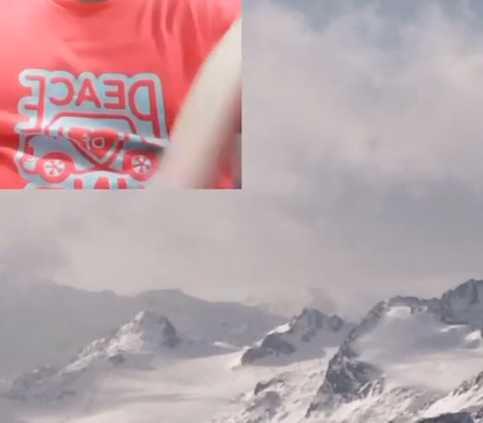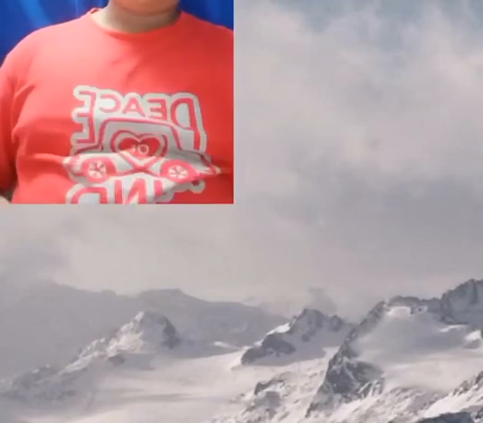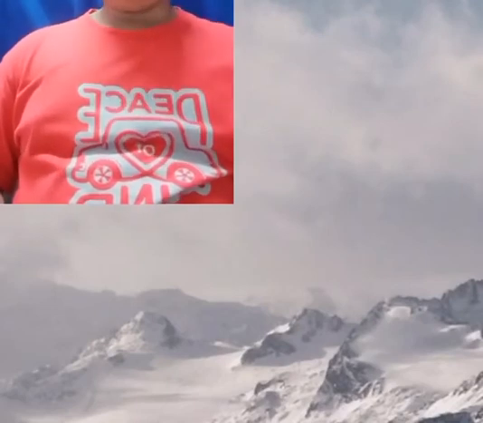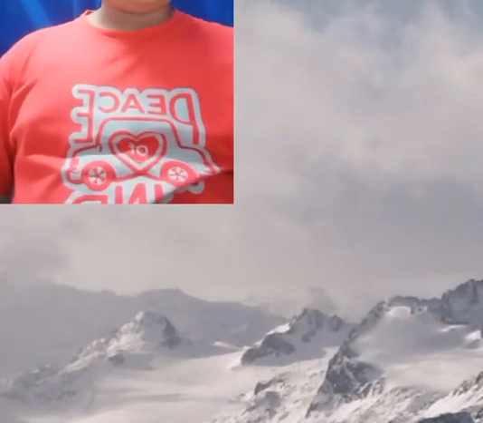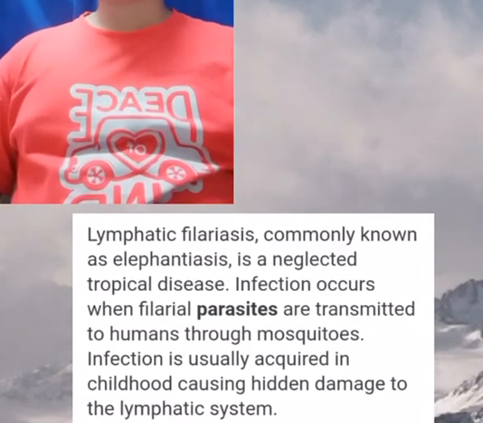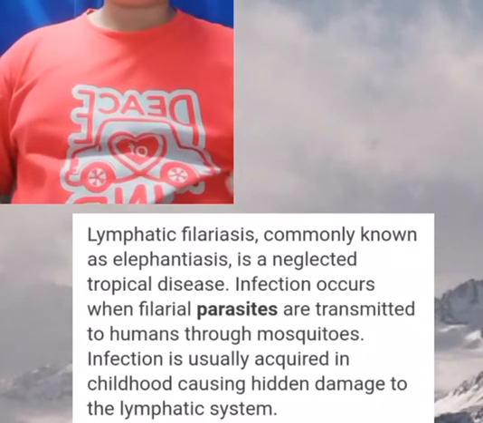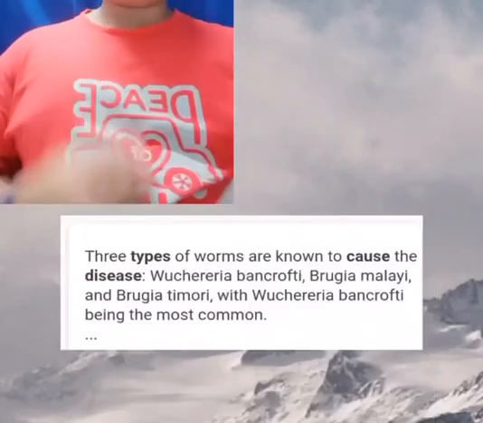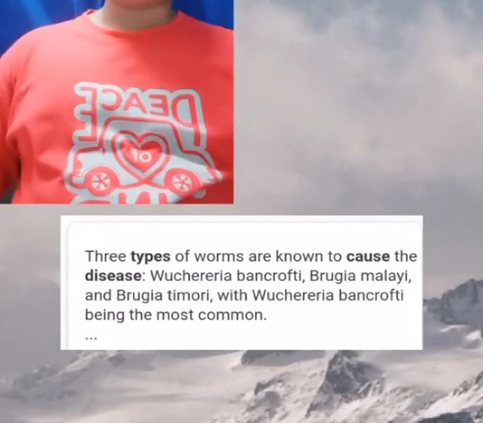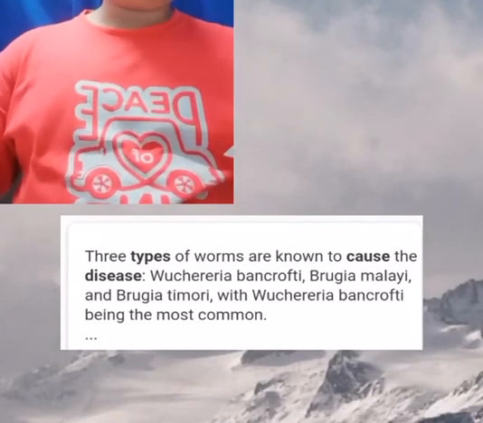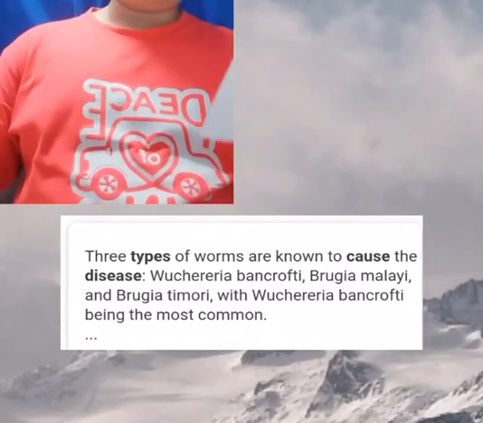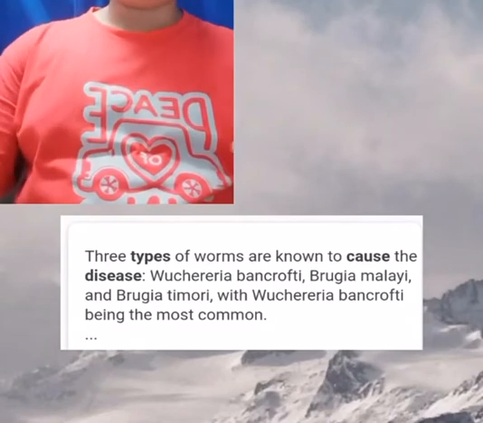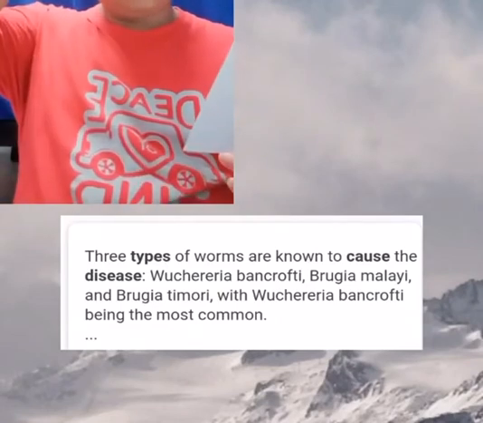And so this final cause is a parasitic infection. Lymphatic filariasis, also known as elephantiasis, occurs from being bitten by an infected mosquito. Three types of worms that are known to cause this disease are Wuchereria bancrofti, Brugia malayi, and Brugia timori. But the most common is Wuchereria bancrofti, surprisingly.